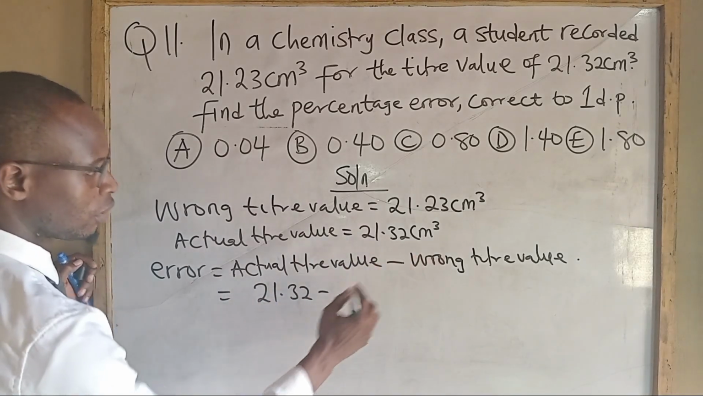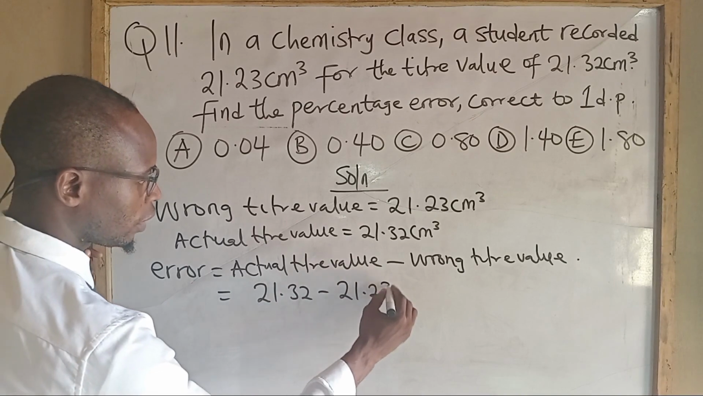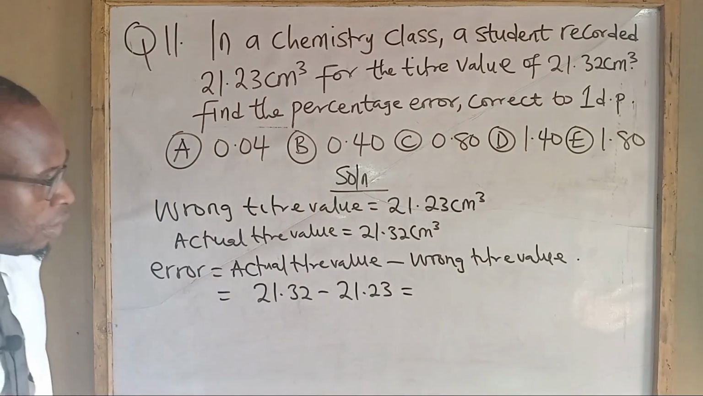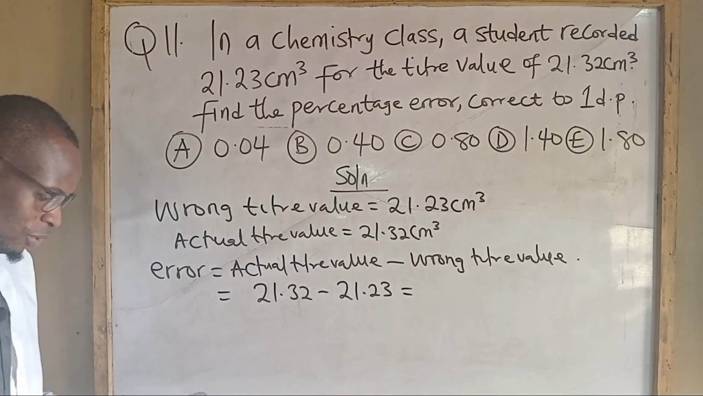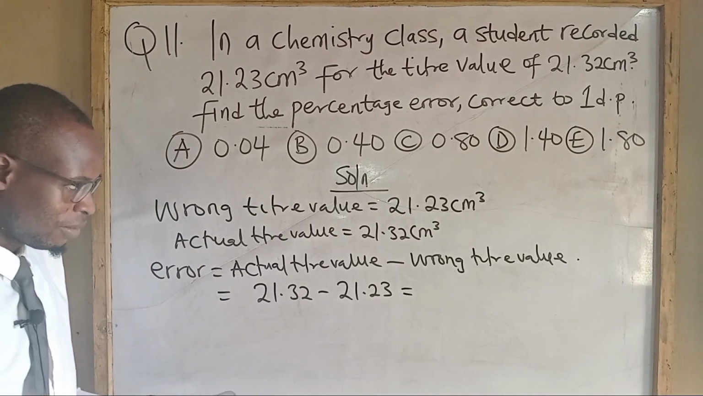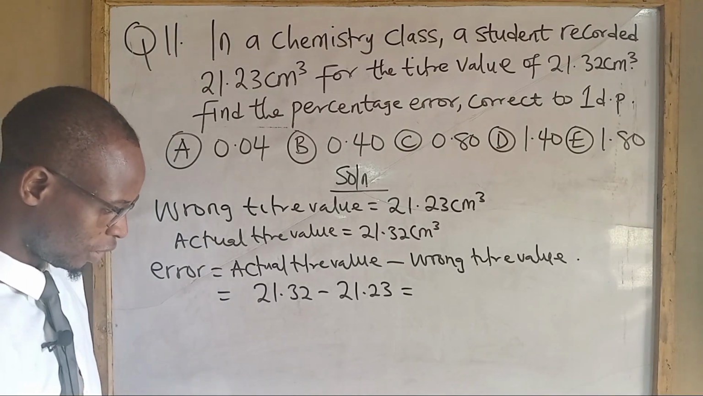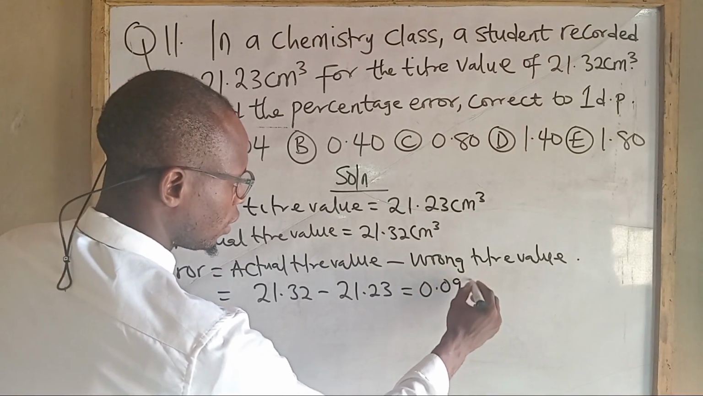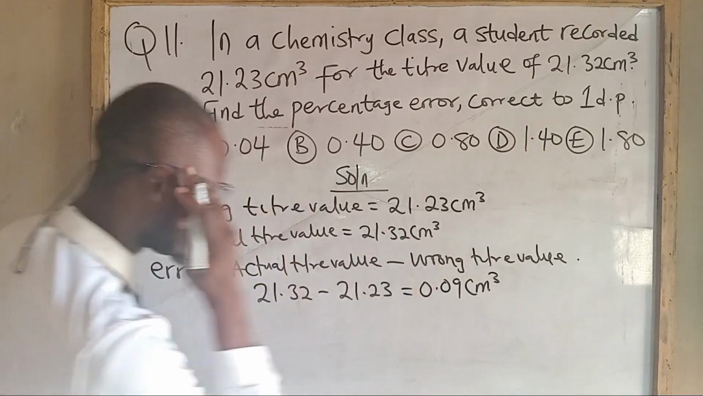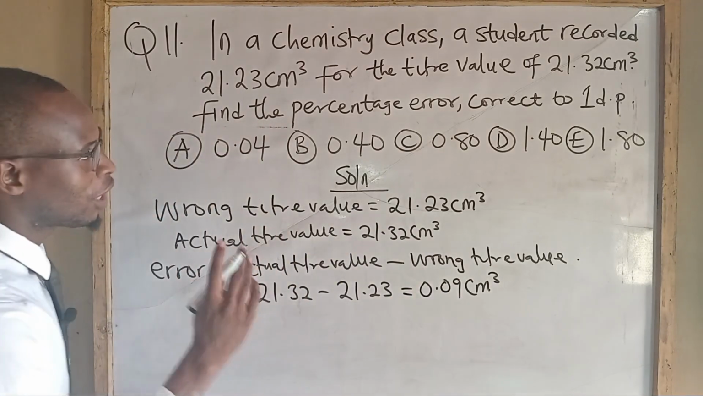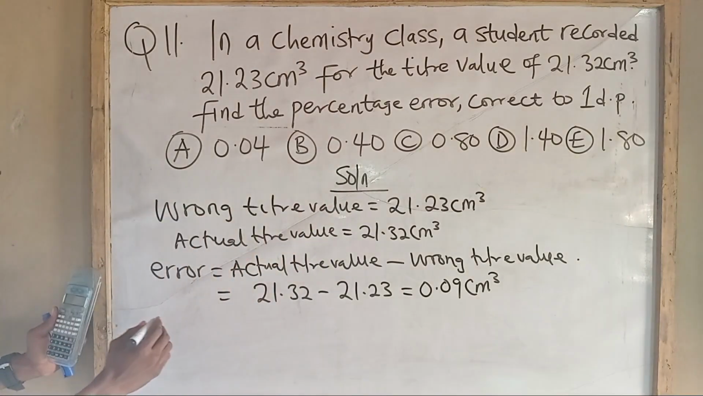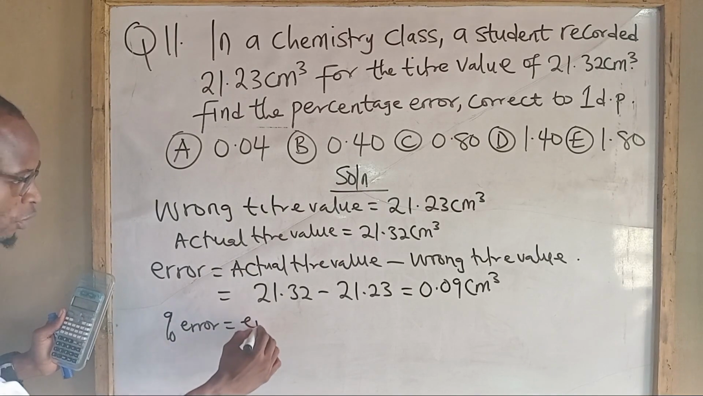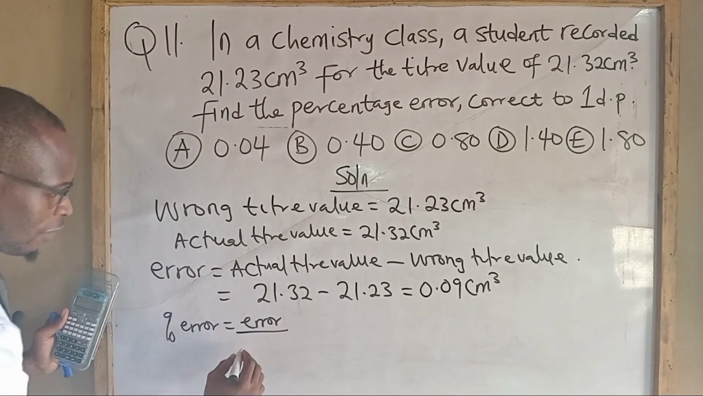So the actual theta value is 21.32 minus 21.23. So when we subtract this, let me do that in the calculator for you to be faster, minus 21.23. I have 0.09 centimeter cube. That's our error. So we have to find the percentage error, and percentage error is always equals to the error all over the actual value.